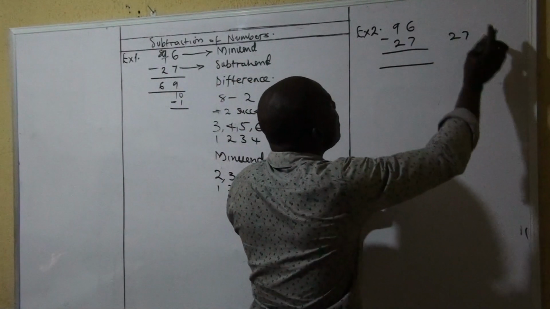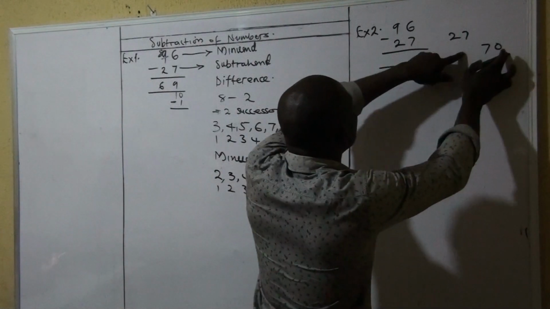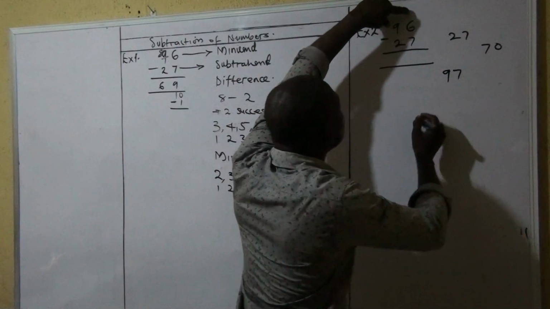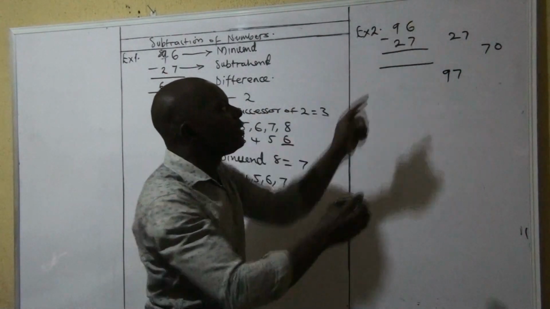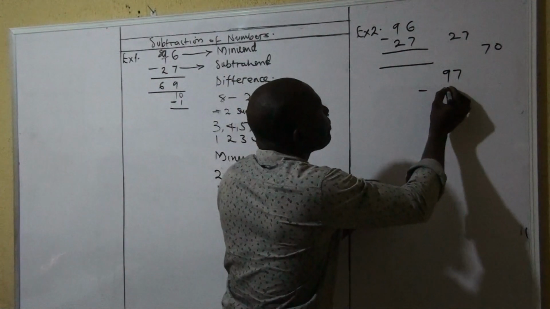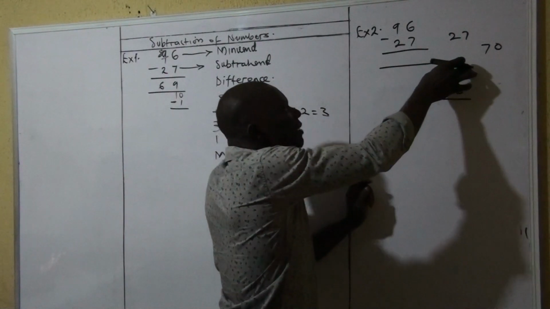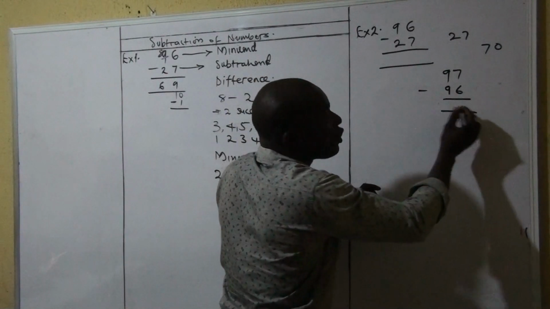So what I will do now, see the 7 tens I've added to this one, it makes it 97, which is just above 96. So you come here and say 97 minus 96. Very easy. Very easy for somebody to understand.